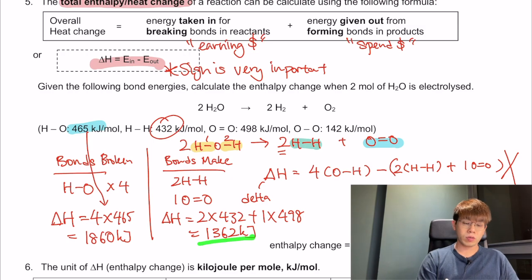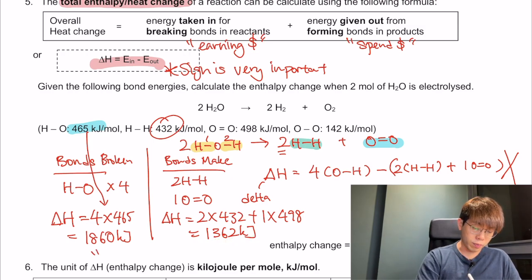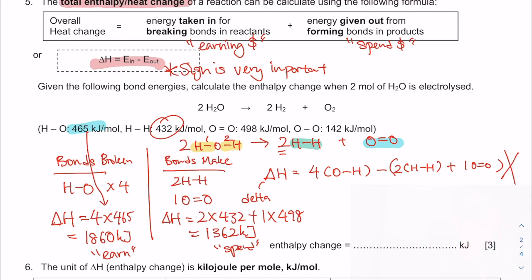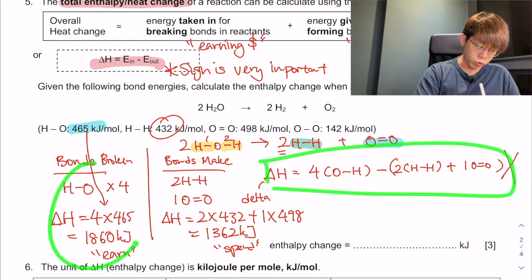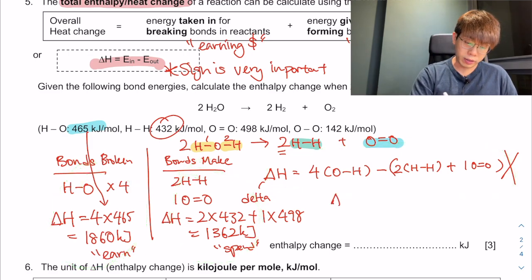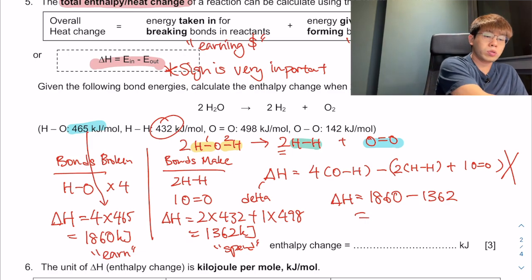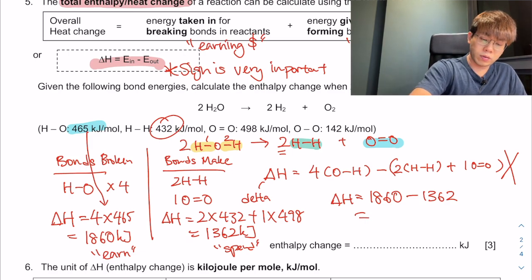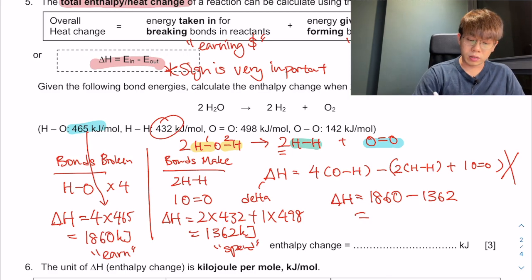So the energy absorbed to break the bonds is 1860, and the energy released to make the bonds is 1362. So this is like the energy we earn, the money we earn, and this is what we spend. That's why I said don't do it that way, it's a bit confusing. Show this working so that I can give you working marks. Then you write delta H is equal to 1860 minus 1362, and this is 498 kilojoules.